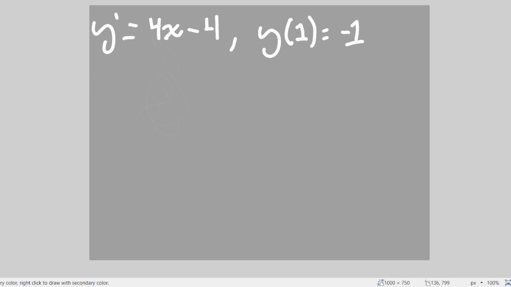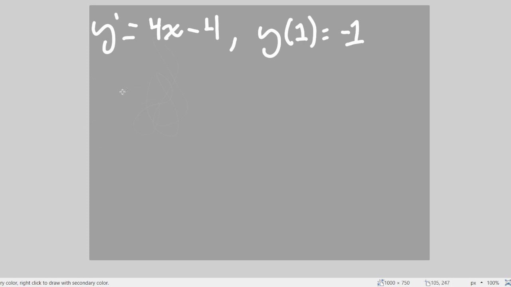So the first two things we're going to cover in Unit 7 is how to separate variables, which is 7.1, and how to find the particular solution of a differential equation that satisfies an initial condition. So here I have a little makeup problem. This is from the practice problems on 7.2. So we have y prime equals 4x minus 4 and y of 1 equals negative 1.